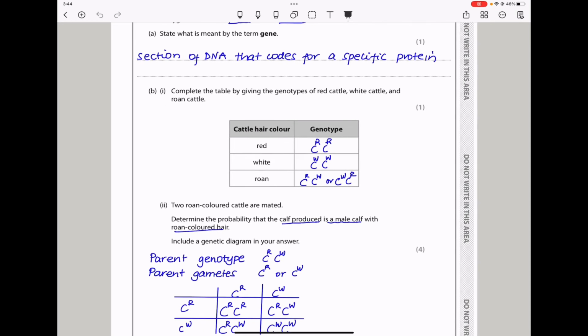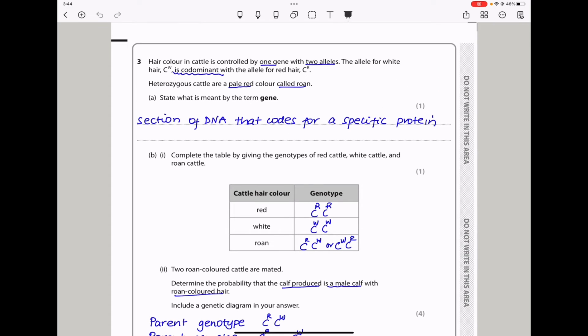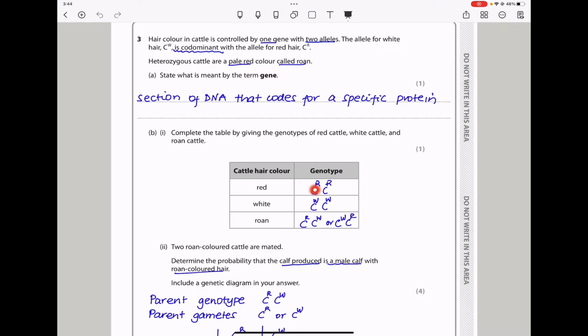In part B, complete the table by giving the genotype of red cattle, white cattle, and RO1 cattle. Now, because these 2 alleles are codominant, it means there is no recessive in this nature. So red is going to have this genotype, white is going to have that genotype, and RO1 is going to have either that or that.